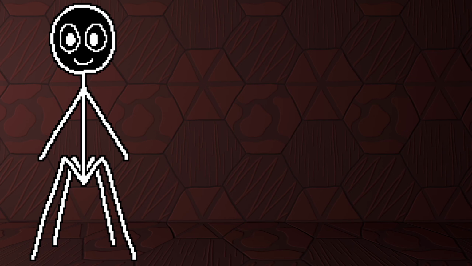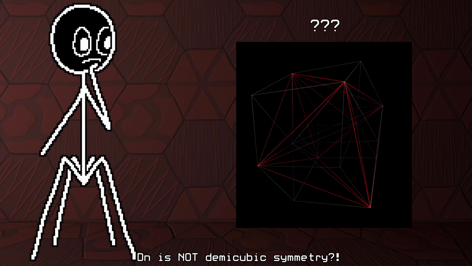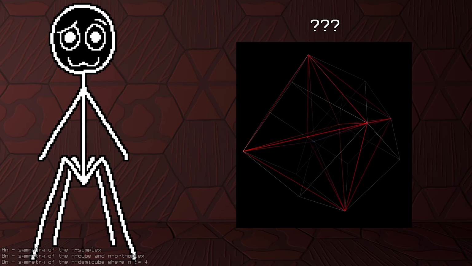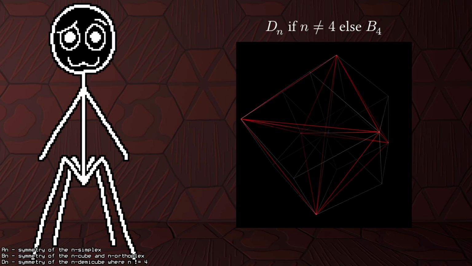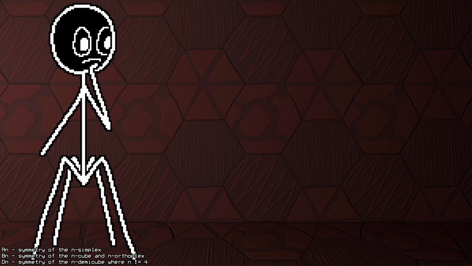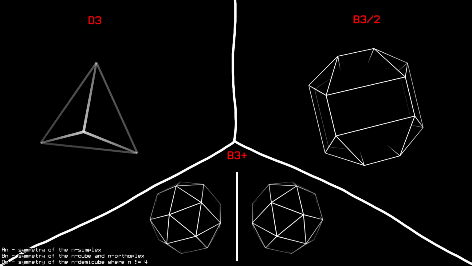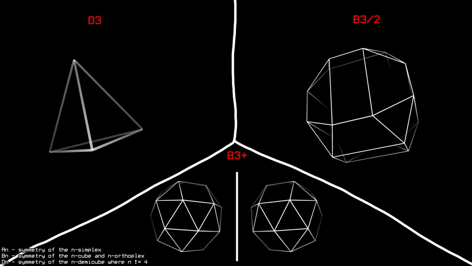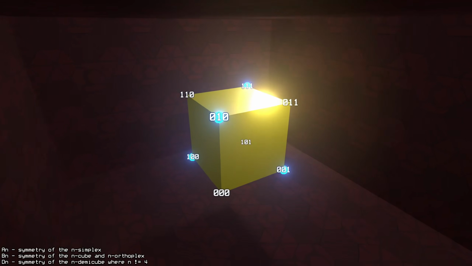The symmetry group of the n demicube is Dn, except not, because the 4 demicube is actually the 4 orthoplex, so the 4 demicube has B4 symmetry instead of D4. So what is Dn then? Well, I was originally going to explain how there's 3 ways to have Bn, but that took too long, so instead I'm just going to say that Dn is the symmetry group of an n-cube with 2 types of vertices, in the same pattern as described earlier.